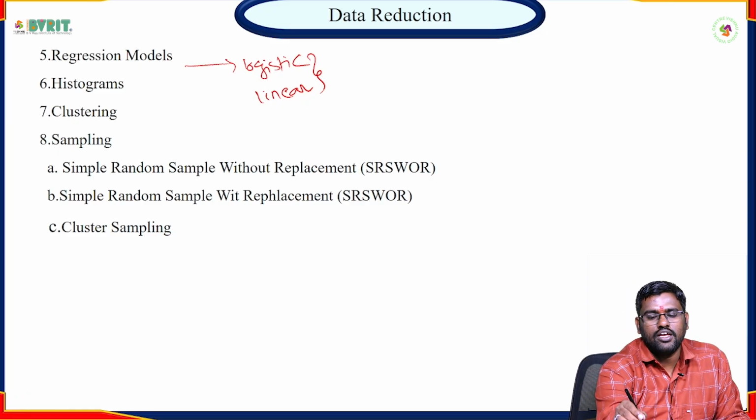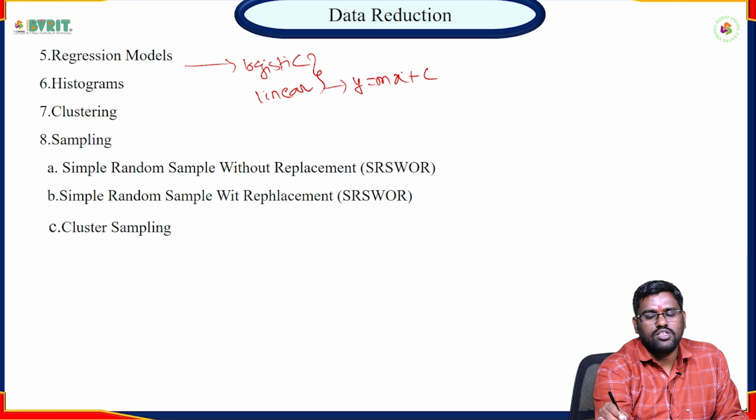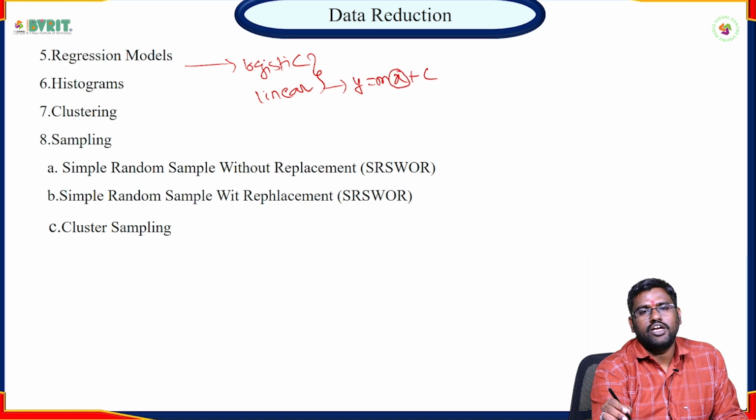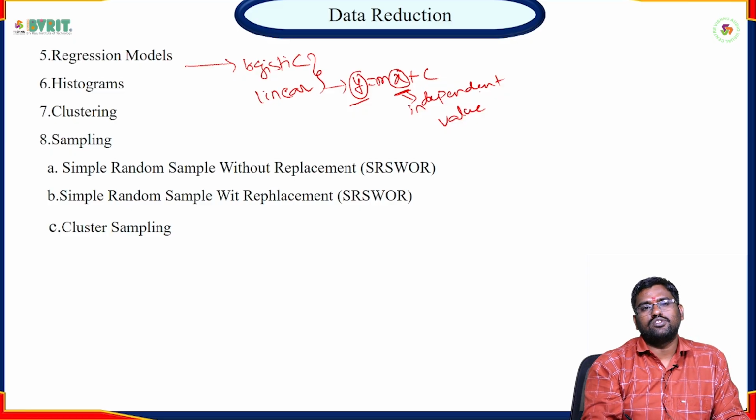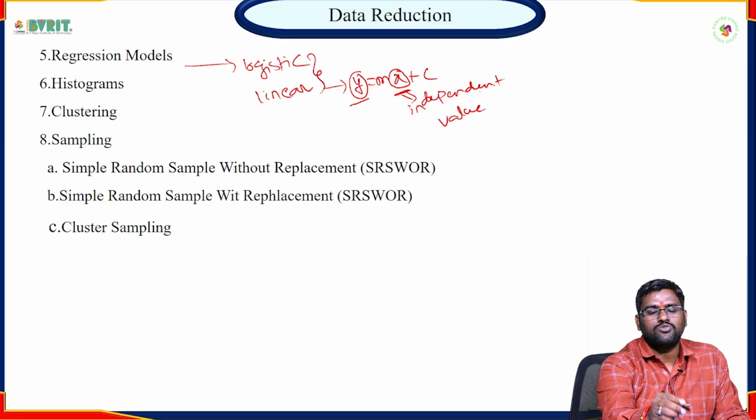Linear regression means y is equal to mx plus c. This is the independent variable, this is the dependent variable. Why? Because when we change the x value, the y value also changes. Based on that, we need to implement regression models.